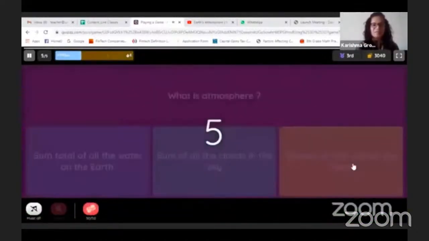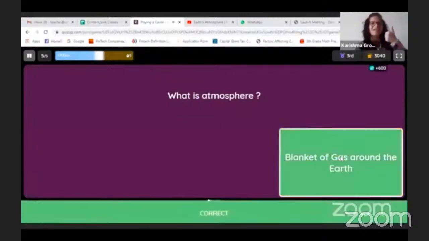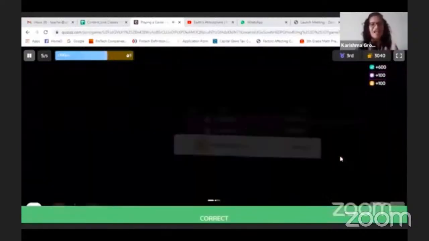Okay, next one. What is atmosphere? Sum total of water on earth? Not really. Sum total of all the clouds in the sky? No. A blanket of gases around the earth? Yes, that's what atmosphere is, right? A cushioning that it provides, a blanket of gases around the earth. Good job, everybody. So you understood it properly, right?